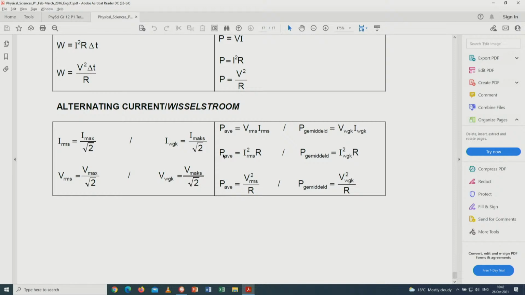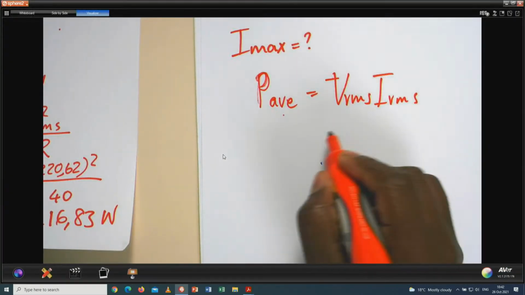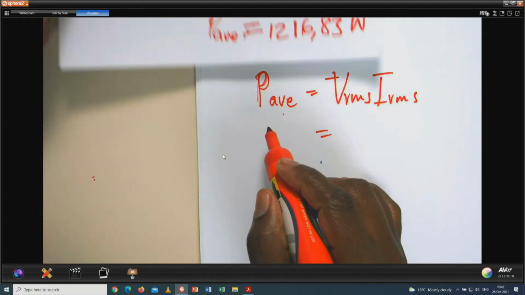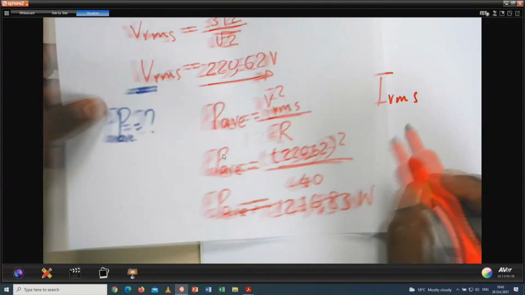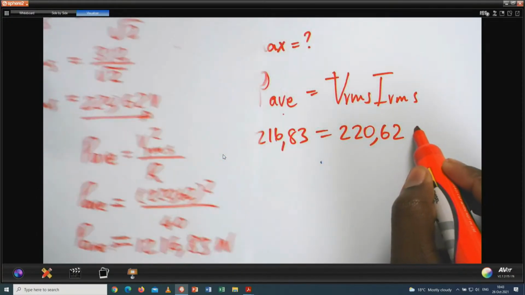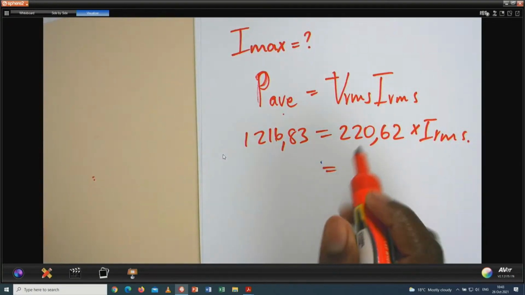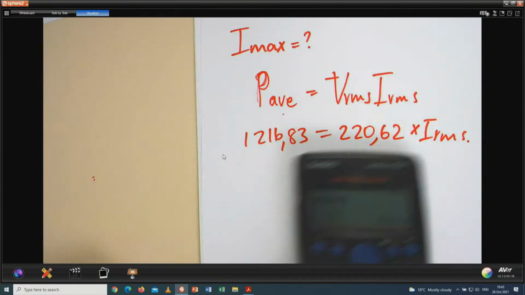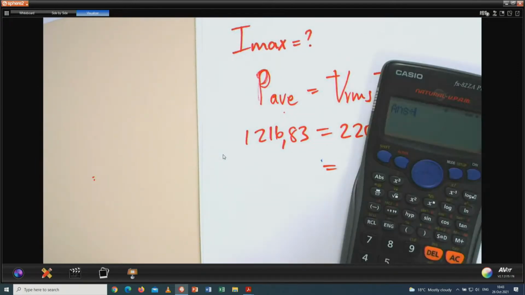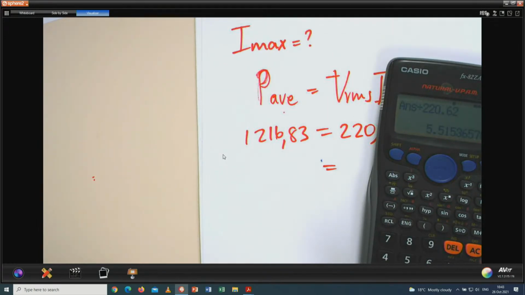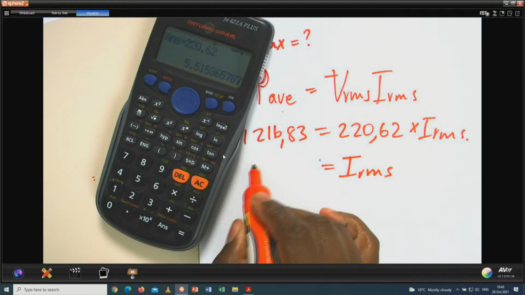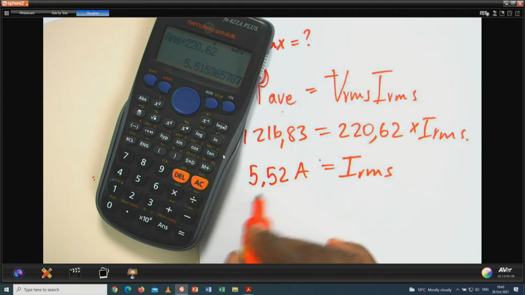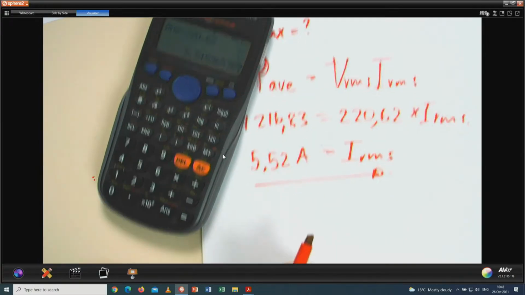P average equals to VRMS times IRMS. And then we have calculated here that P average is 1216.83, and VRMS we also calculated is 220.62. Therefore we have to find IRMS, and if we take 1216.8 and we divide it by 220.62, we get IRMS is equals to 5.52 amperes, right? The question was saying we must calculate Imax.